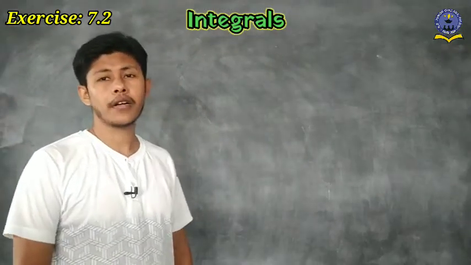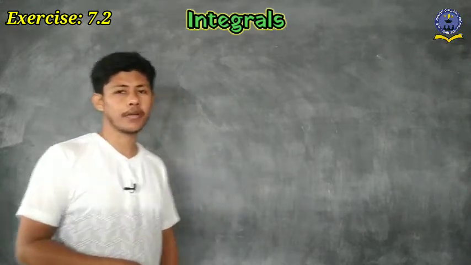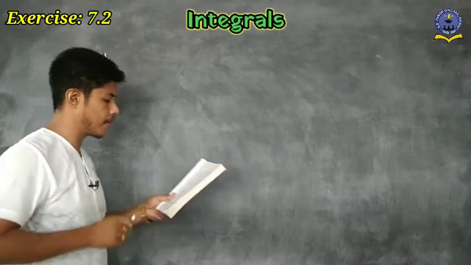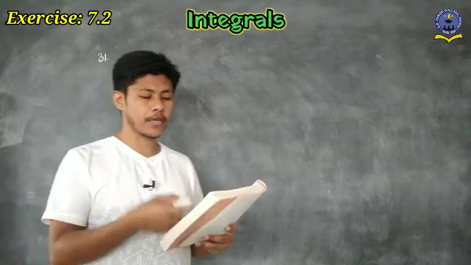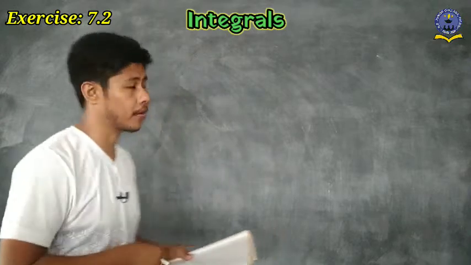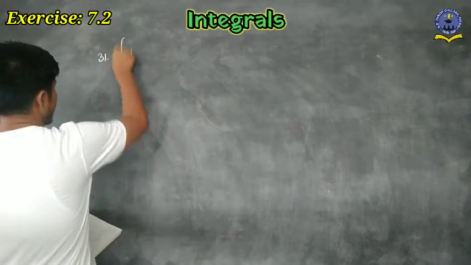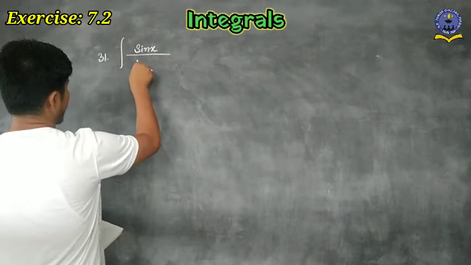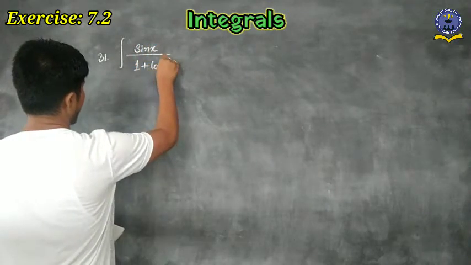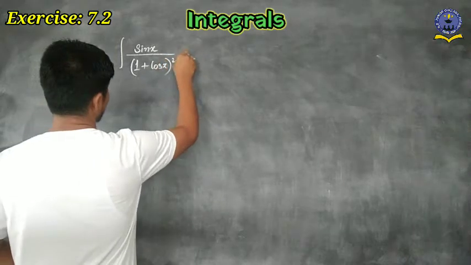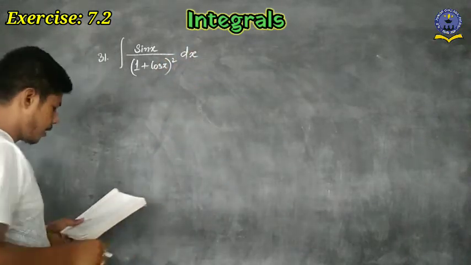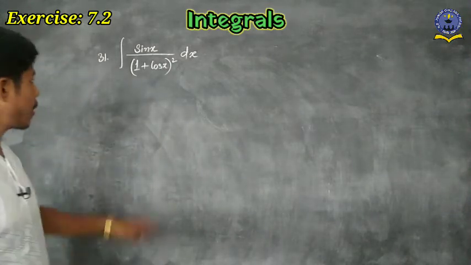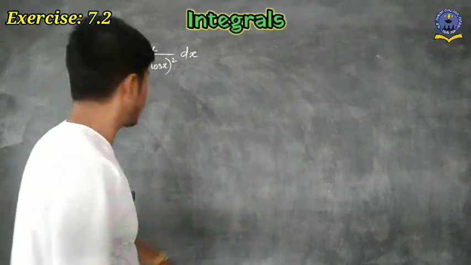Okay. After question 32, now if you see the next question, question number 31, the question is given in this way: integration of sin x divided by (1 plus cos x) whole square dx. So the question is given here, sin x divided by (1 plus cos x) whole square dx. Now how can we integrate this question? You see here.